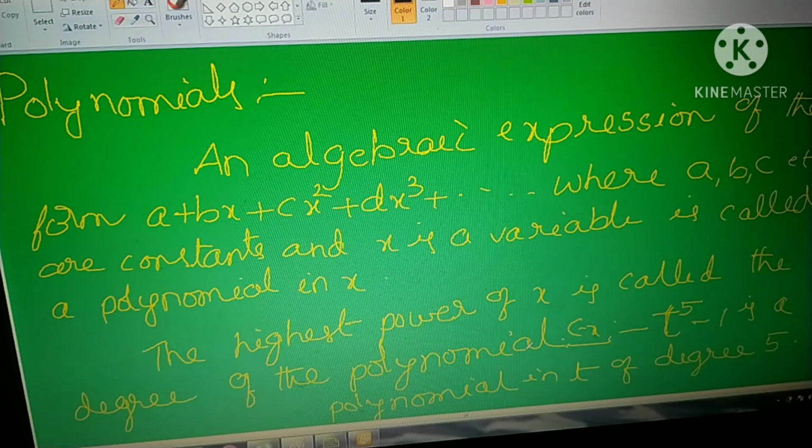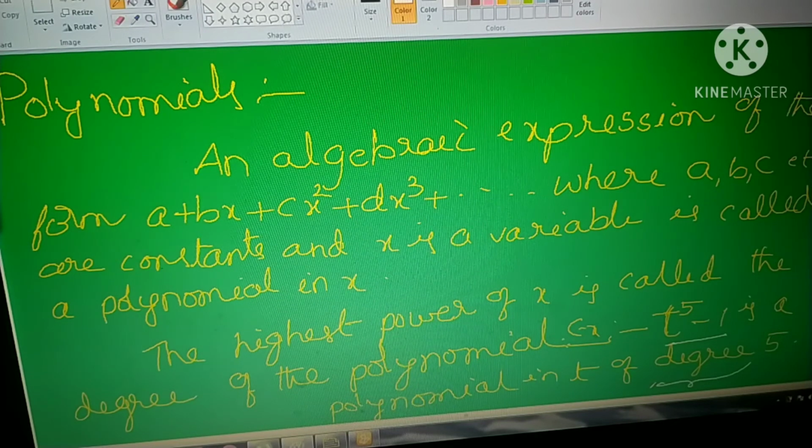Understood? Now see this one. Here we have an example, t power 5 minus 1. This is a polynomial. In which variable? In t. So t power 5 minus 1 is a polynomial in t of degree 5. Now what is this degree? What is the power of the variable? The highest power of the variable will be called the degree.